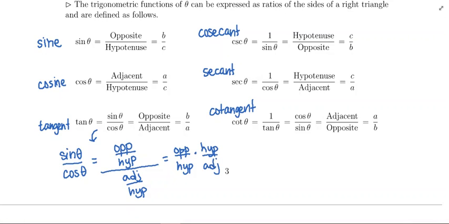And so then what happens here is you have a hypotenuse in the top and the bottom, and those cancel out, and you're left with opposite over adjacent. So those are two different ways you can think of tangent, and you need to know both of them inside and out. Tangent of theta is sine theta over cosine theta. It's the same thing as the opposite over the adjacent.